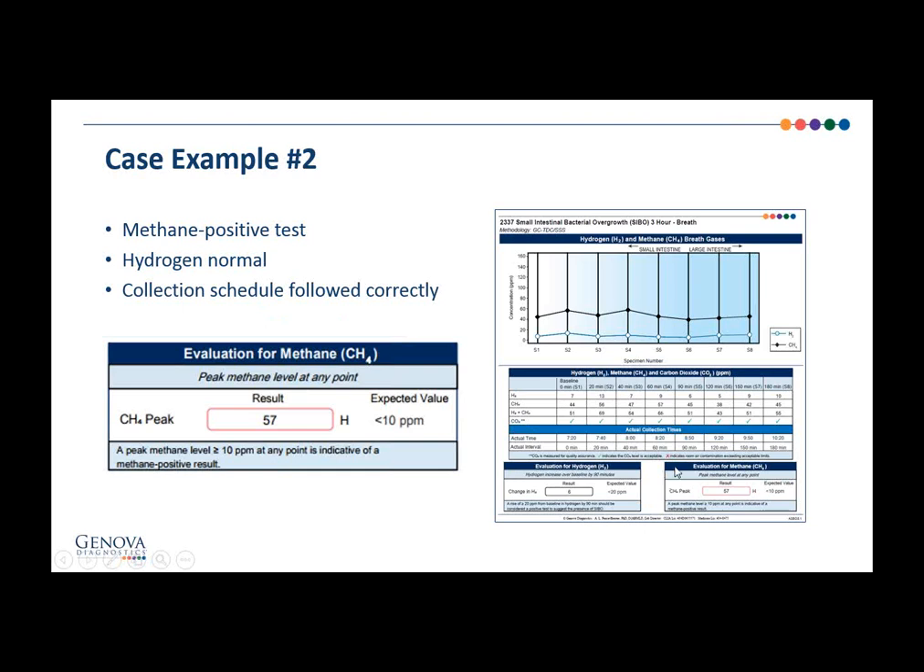The hydrogen was normal. I always like to see if the collection schedule was followed correctly. And so again, with this patient, it looks like 0, 20, 40, 60, 90, 120, 150, 180. He followed it perfectly to the T. That's what we like to see.